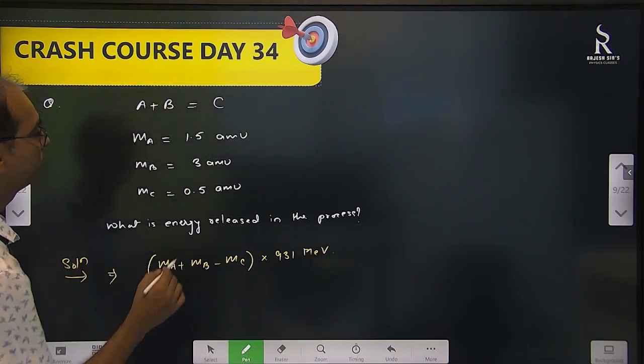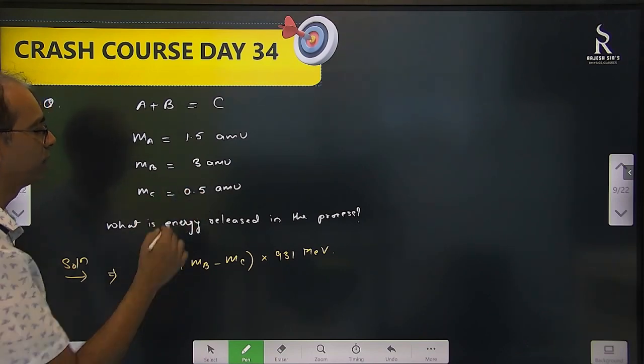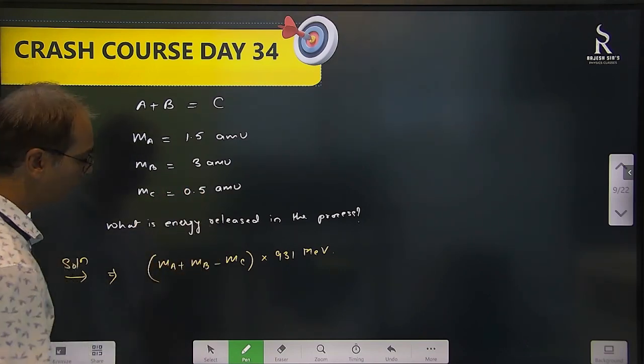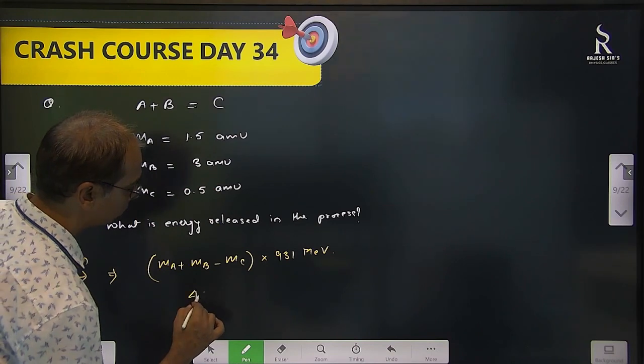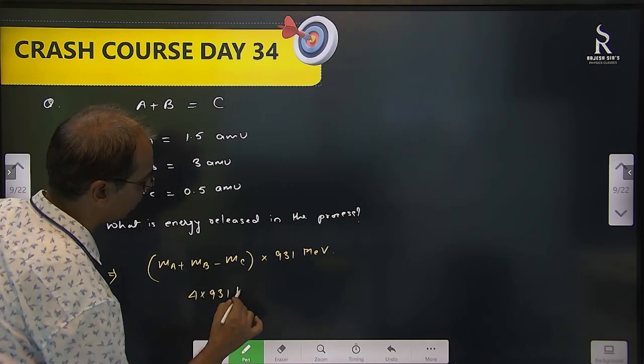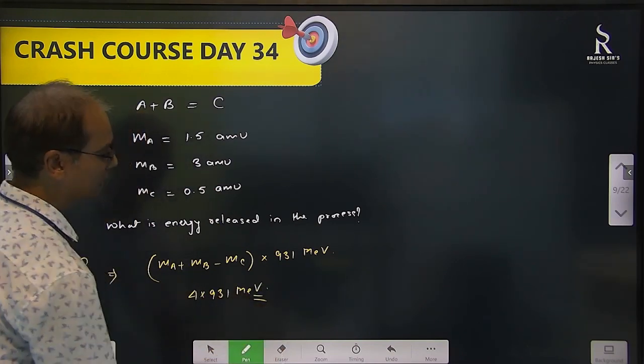MA is 1.5, 1.5 plus 3, 4.5, 4.5 minus 0.5, so 4 AMU. So 4 into 931 MeV. That's the answer.